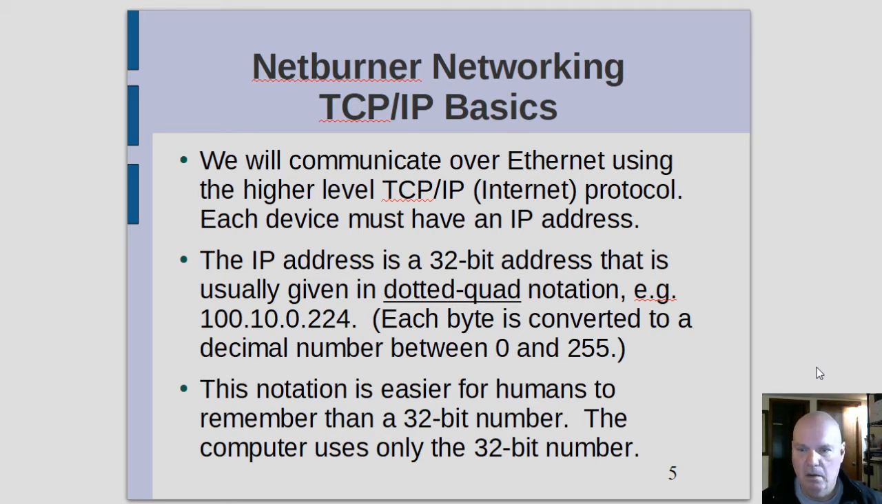Within a byte, the 8 bits, you can have decimal numbers between 0 and 255. So that 32-bit address is broken up into 4 bytes, and then we typically, as humans, talk about the IP address using a corresponding decimal notation. So there's 4 parts here. Here's a network address, 100.10.0.224. So there'd be 4 numbers here. Each of these 4 numbers would be between 0 and 255.